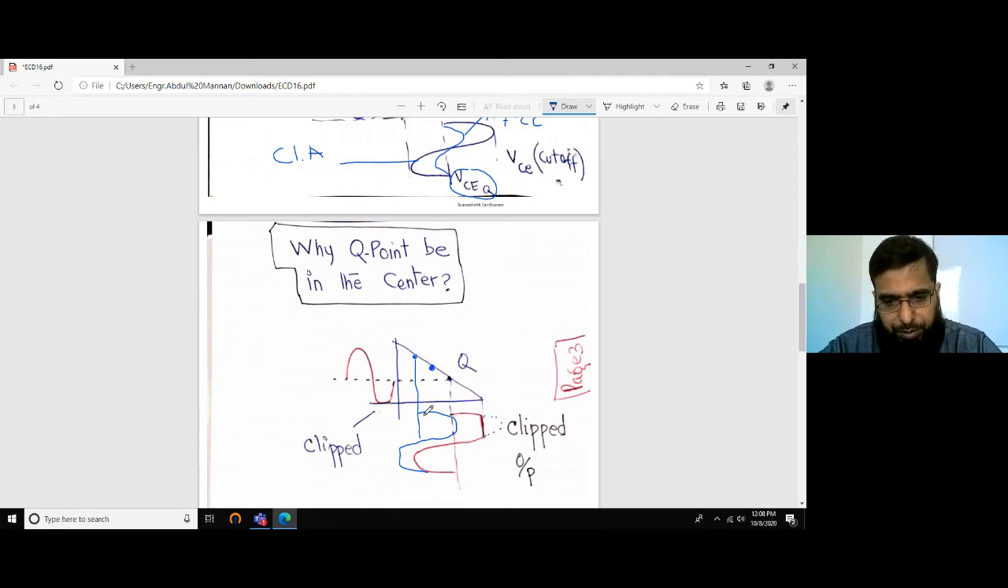If we don't do that, the signal will be clipped either from the lower side or from the upper side, which of course we do not desire. So we have good reasons to keep this Q point in the middle of VCC, that we normally do for a class A amplifier, so that the whole range can be utilized.